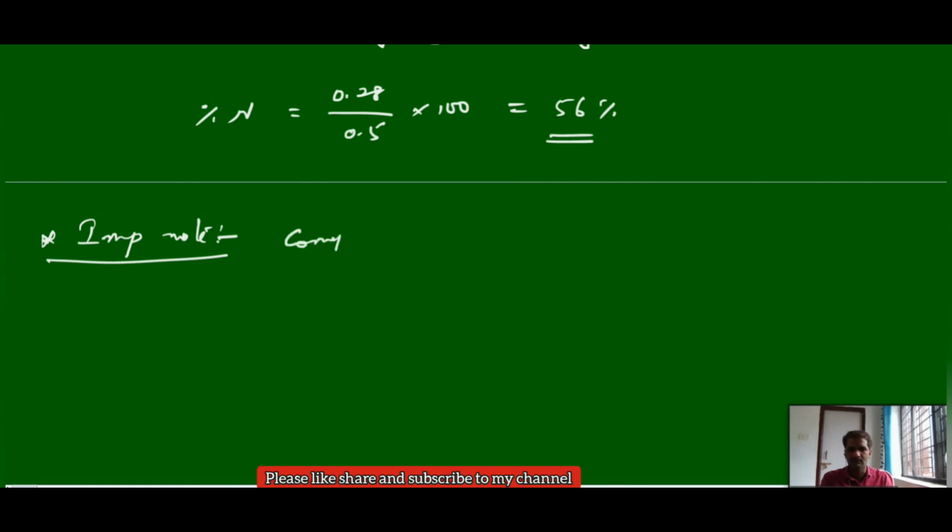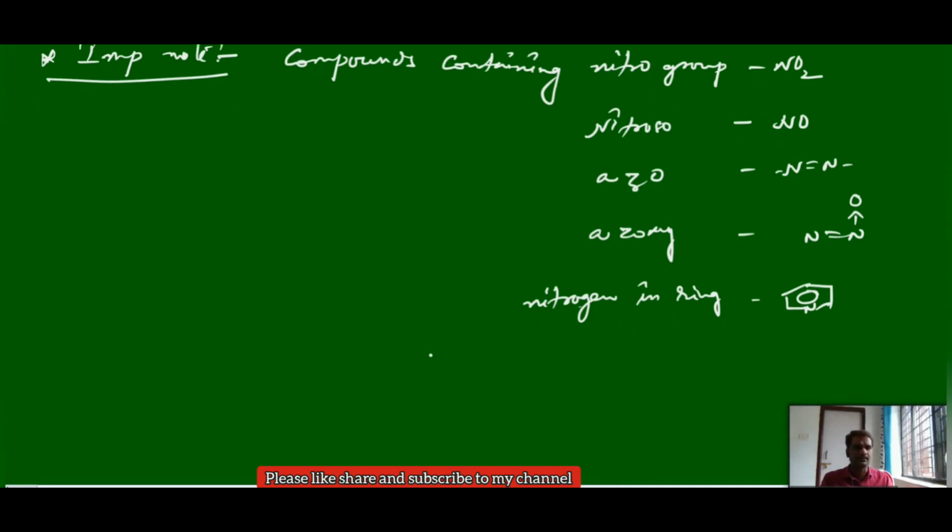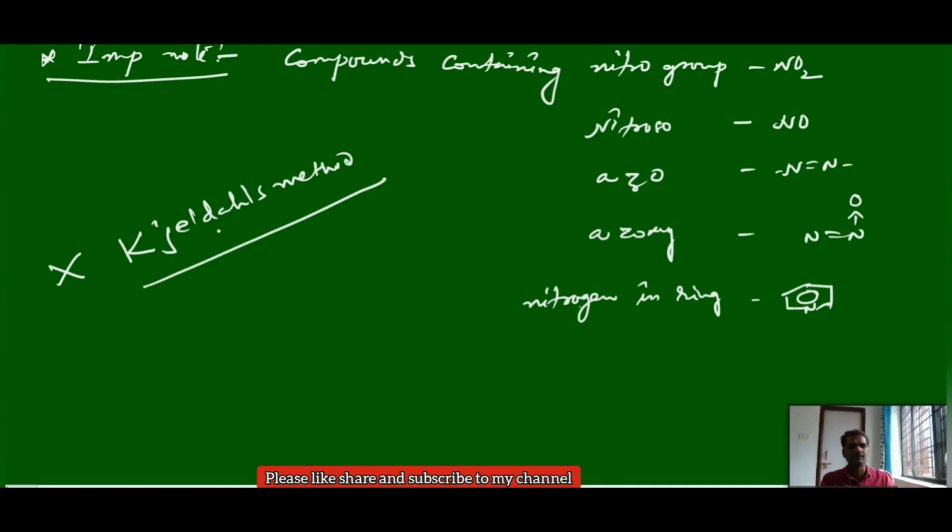Compounds containing a nitro group, nitro means NO2, and this type of organic compounds cannot be analyzed by the Kjeldahl method. You cannot estimate the nitrogen by using the Kjeldahl method. This is not applicable, and these compounds are not suitable for the Kjeldahl method.